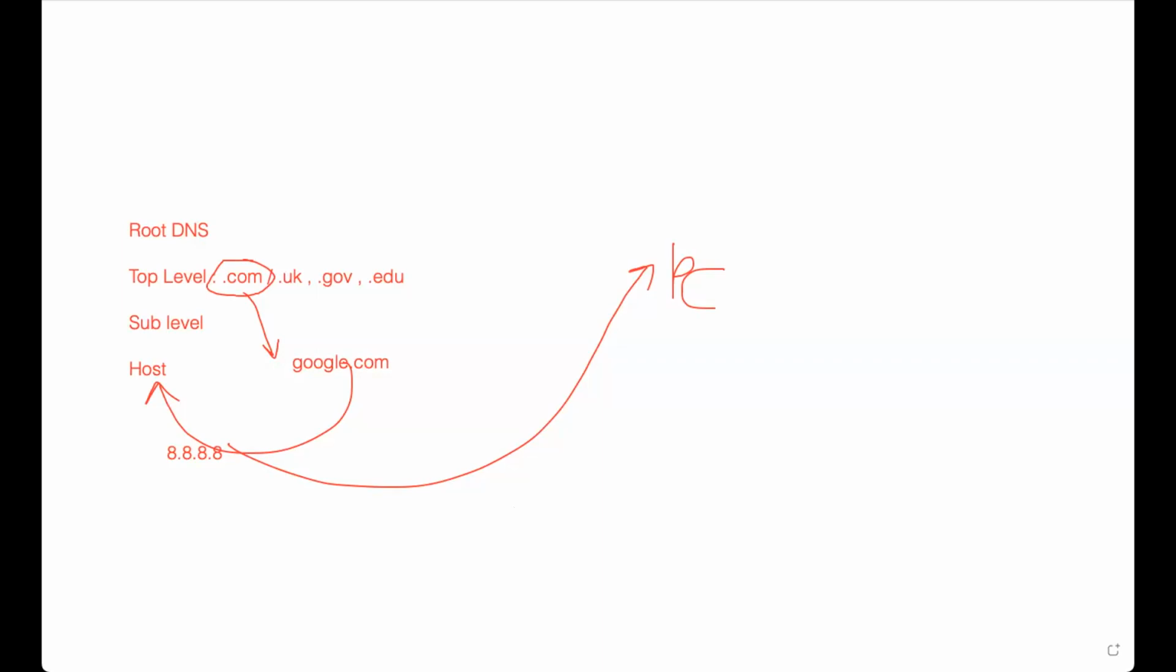Okay. So now let's talk about the DNS records. There are many records, but let's talk about the major ones that we should be focusing on. DNS record types: A record, CNAME record, PTR record, TXT record, MX record.